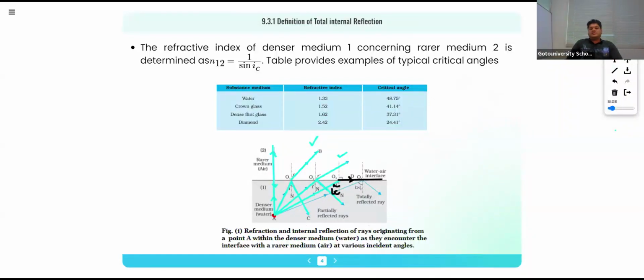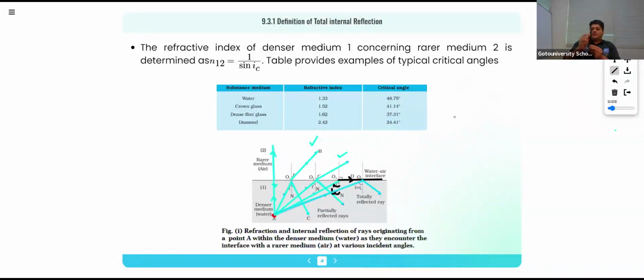What is it known as? Yes, it is known as the critical angle. If I again increase this angle, then the entire ray will get reflected. There will be no refraction.